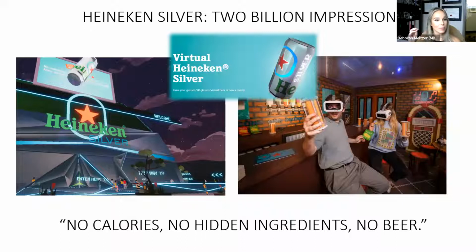And then they took it a step further. What they did is they created real world settings, designed to look like virtual settings with pixelated props, fake beer in the real world. People got to wear fake virtual reality goggles. And again, they set it up at these specific locations and they got people talking.